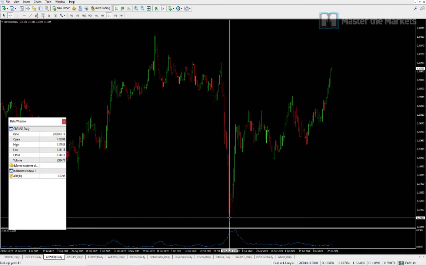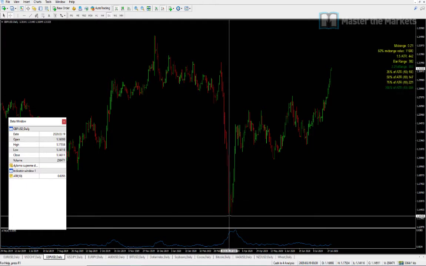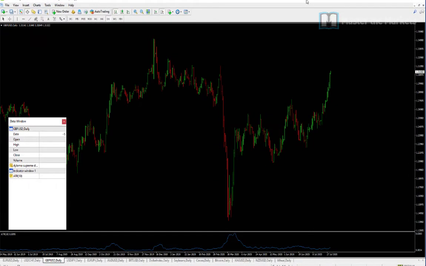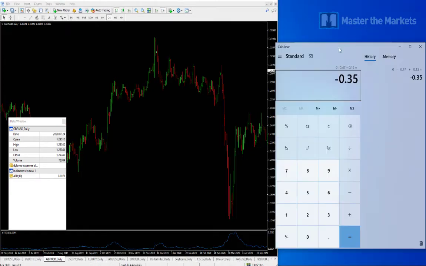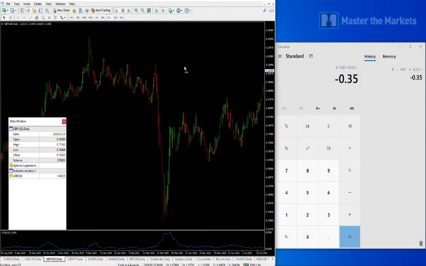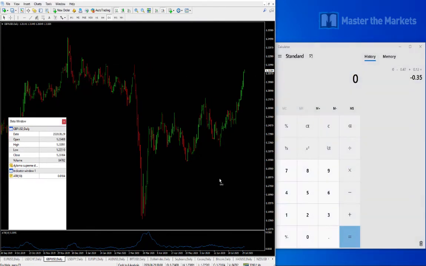The ATR 10, you can see on the data window just there, the ATR 10 at that point is 295 pips, okay? What I'm going to do is put the MT4 screen side by side to my calculator, because we're going to use the calculator in a short while to do some calculation here. So there we go. Okay, perfect. Right, we're ready to go.